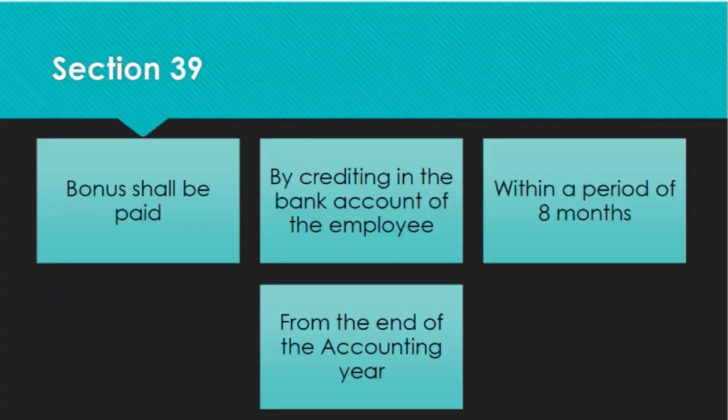Allocable surplus, I will pass it on. Bonus, how will it be paid? It will be paid through the banking system only. Through the bank, it will be credited to the bank account within 8 months from the end of the accounting year. So the time limit for payment of bonus is 8 months from the end of the accounting year. Financial year or accounting year is being considered.